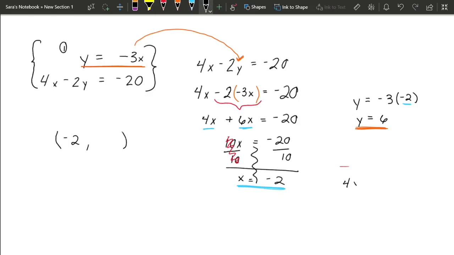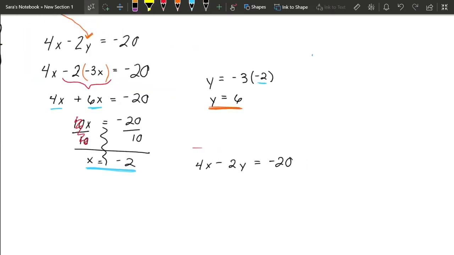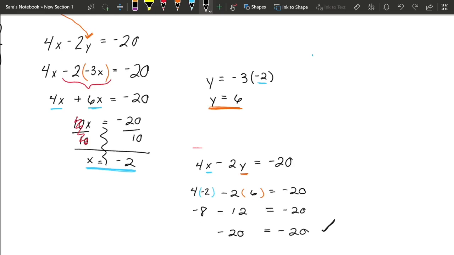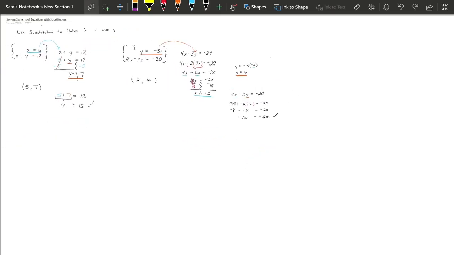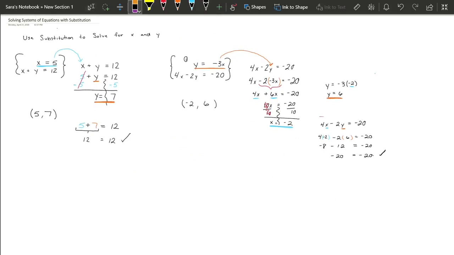Now we are going to plug our x and y values into the second equation, 4x minus 2y equals negative 20. We will rewrite the equation as 4 times negative 2 minus 2 times 6 equals negative 20. 4 times negative 2 equals negative 8. Negative 2 times 6 equals negative 12. Negative 8 minus 12 equals negative 20. Therefore, our answer, (negative 2, 6), is true.